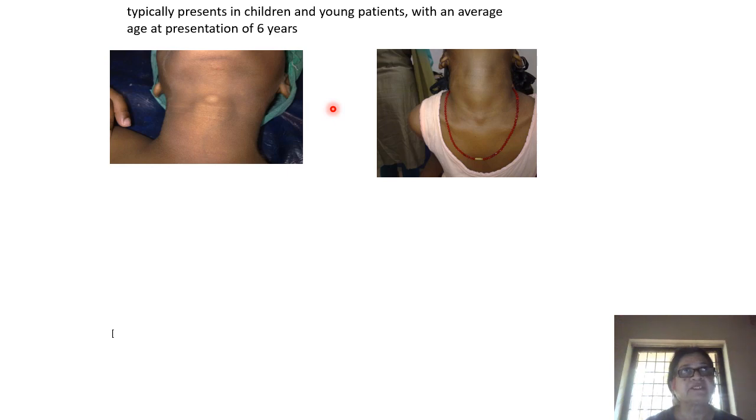What is the clinical presentation? It clinically presents in children and young patients, with an average age at presentation of about 6 years. So this is a boy of about 6 and this is a girl of about 8.